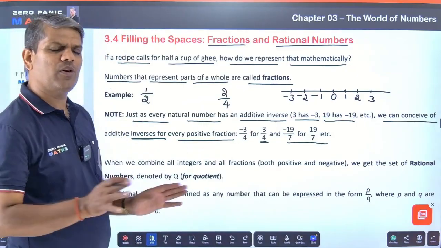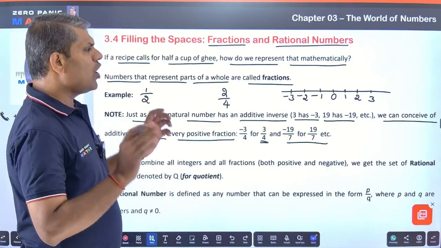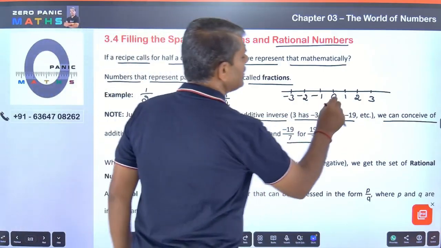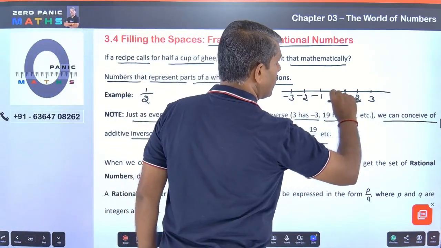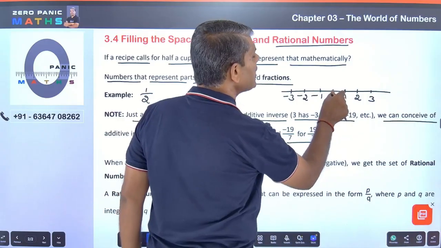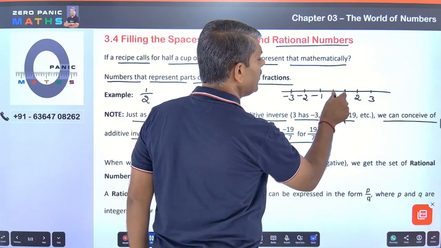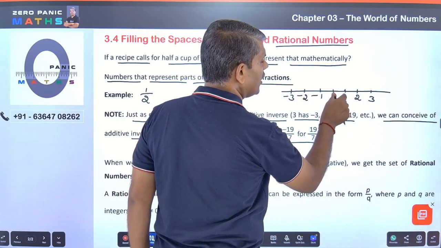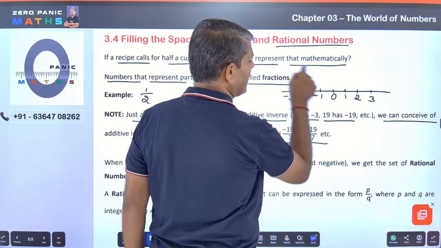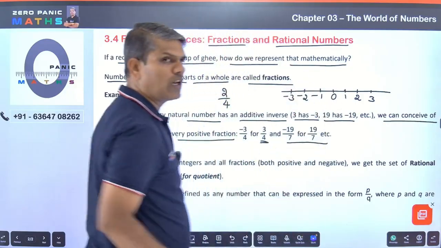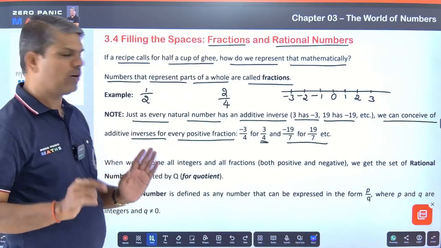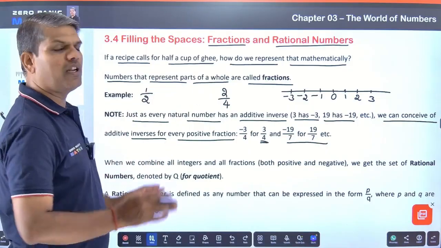Okay, so don't worry about the additive inverses and all. So all in all, what you have to understand is, if there are positive integers and negative integers on the number line, there are some numbers that exist between the two given numbers, within one unit, that is called a fraction, and fractions will have negative counterparts also. That is the concept that you need to understand. Okay, don't worry about all these explanations and all.